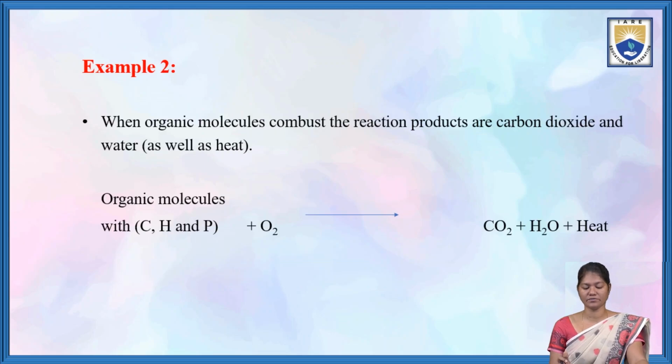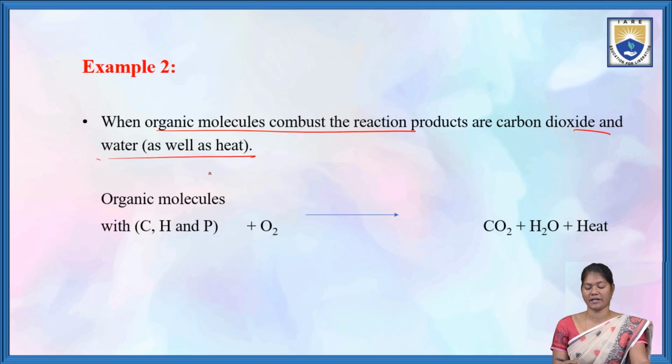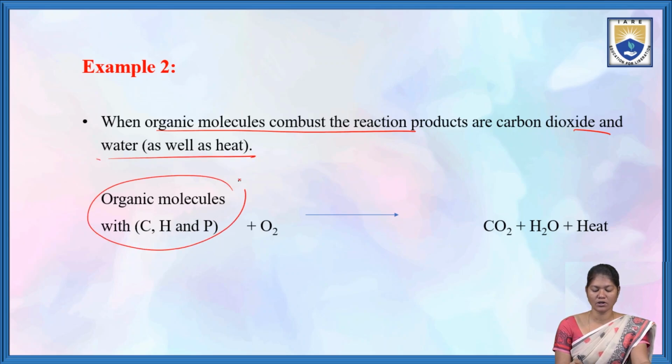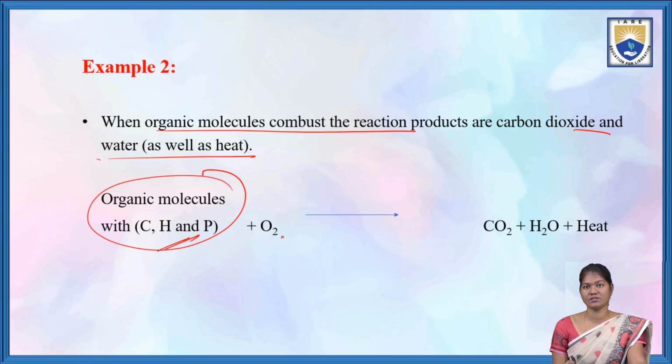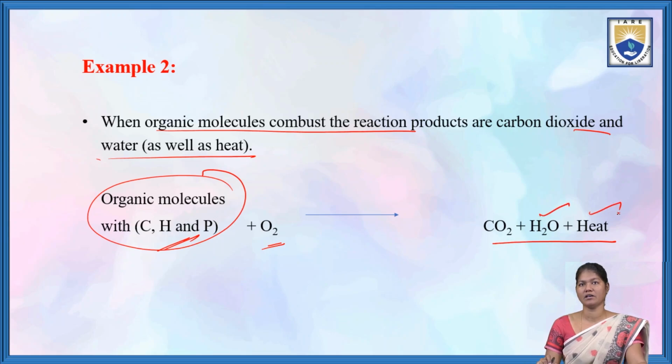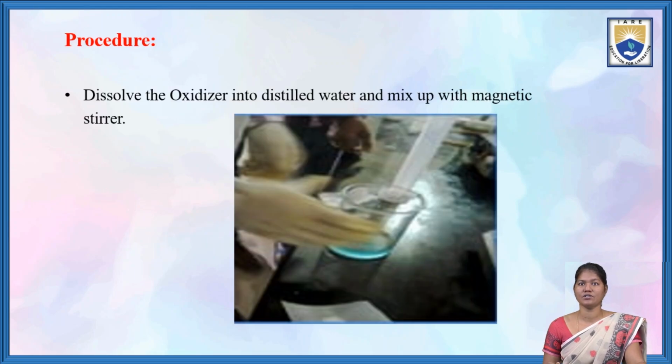Going to the second example, when organic molecules combust, the reaction products are carbon dioxide and water as well as heat. So here organic molecules with carbon, hydrogen and oxygen in the presence of oxygen give carbon dioxide and water, and some heat is produced from this combustion reaction. So let's go through the procedure of this combustion method.